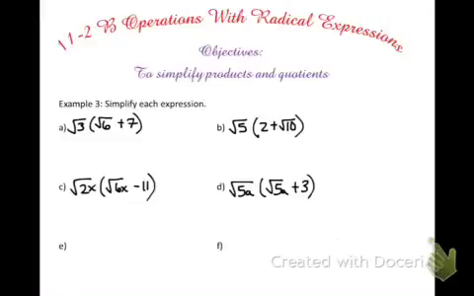We're looking at operations with radical expressions, and we're using products and quotients. So right now we're going to do products. So we're going to multiply. We're going to distribute the square root on the outside to the inside. When you multiply square roots, you're multiplying what's inside of the square root. So square root of 3 times square root of 6 is square root of 18.